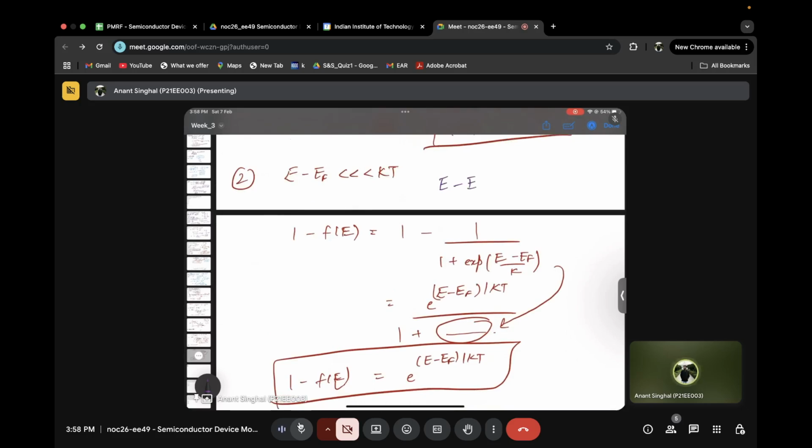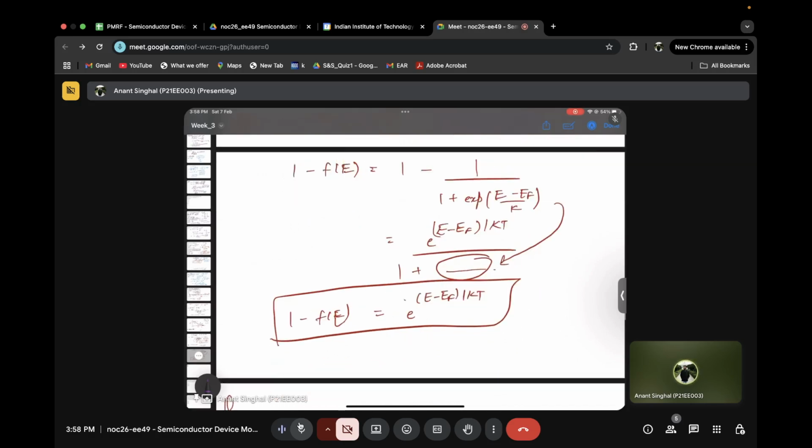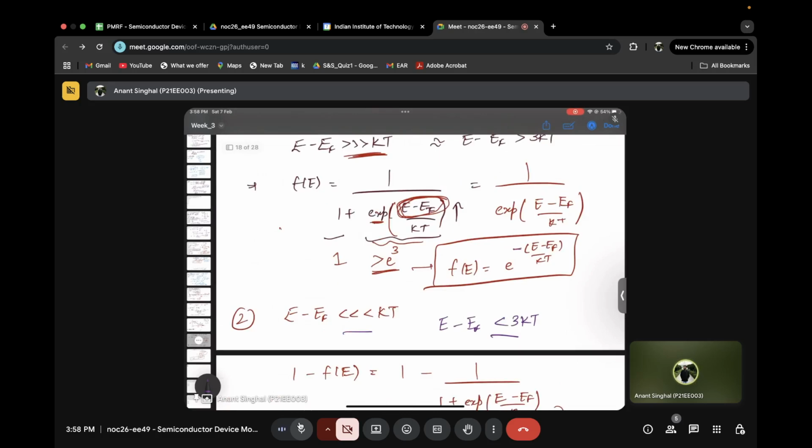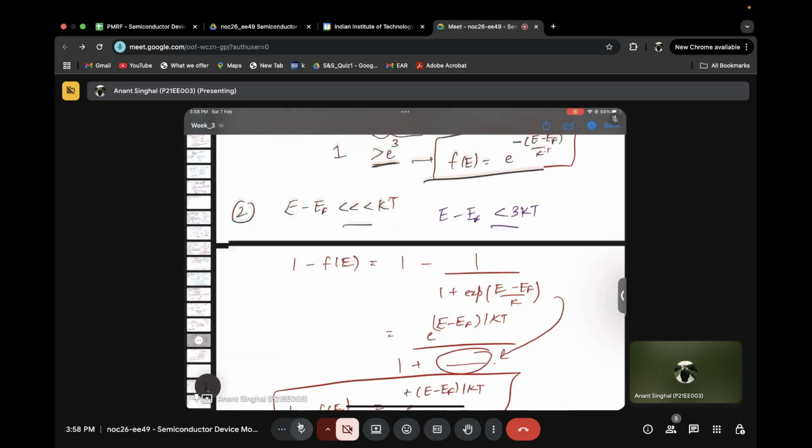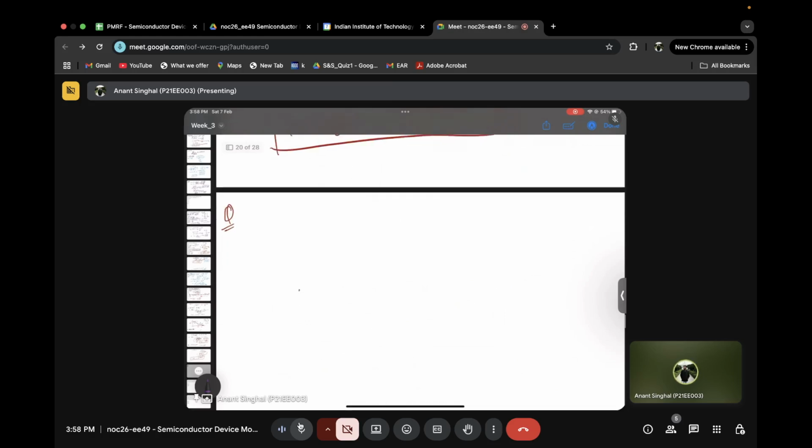I am saying that it is less than 3 kT. Very less means it is less than 3 kT. So the expression was positive E minus EF. For Fe it was exponential of minus E minus EF.